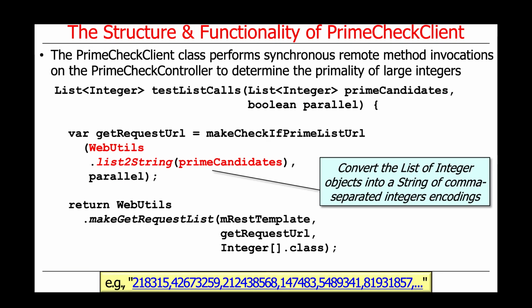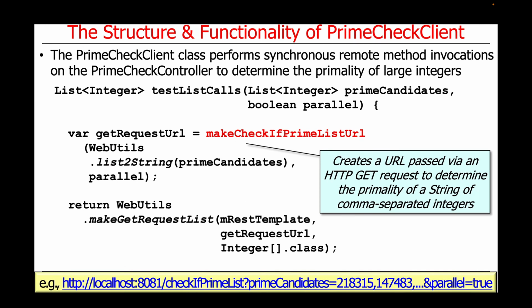There's also another helper method here that's part of my WebUtils class called list2string, and this takes the list of integers that are the prime candidates, and it converts the list of integer objects into a single string of comma-separated integer encodings. So it encodes the integers so that they're basically going to look like what you see at the bottom of the screen, where it's just a string of these encoded integers with commas separating them.